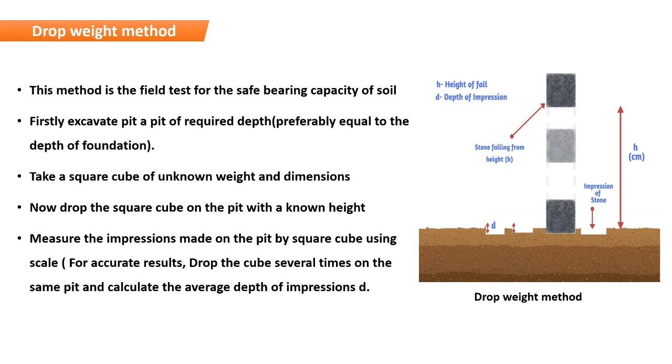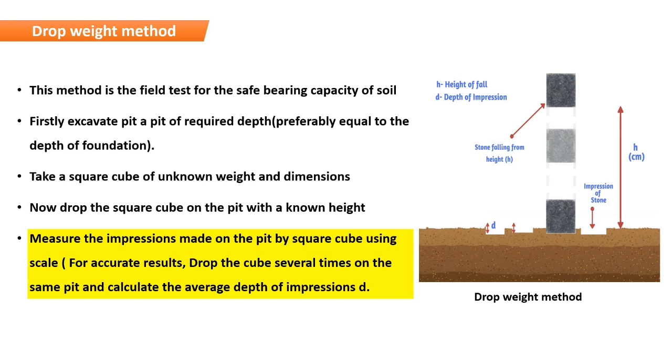Now take a square cube of known weight. Now drop the square cube into the pit. Okay. Now let's go to the fourth point. Measure the impression made in the pit by the square cube using the scale. It means whatever impression is made by that square cube is measured by the scale.